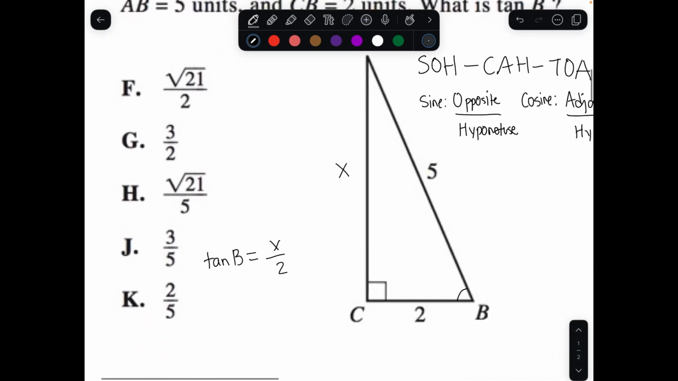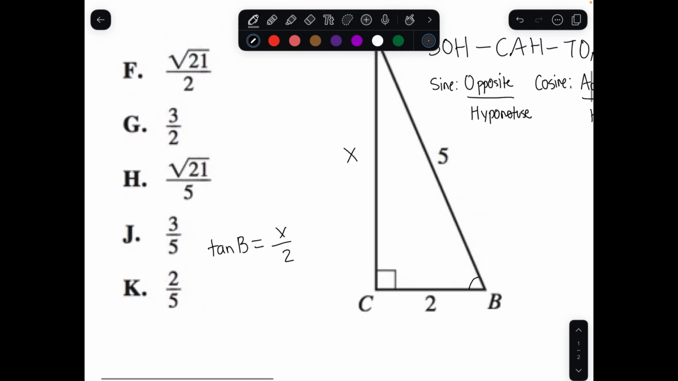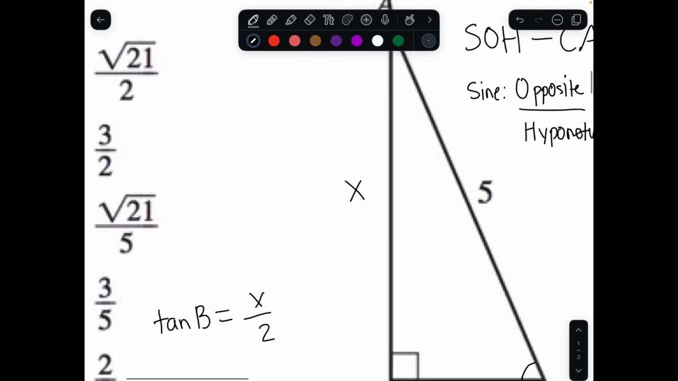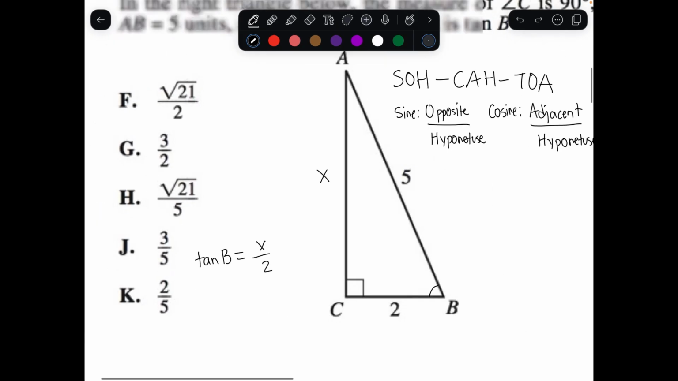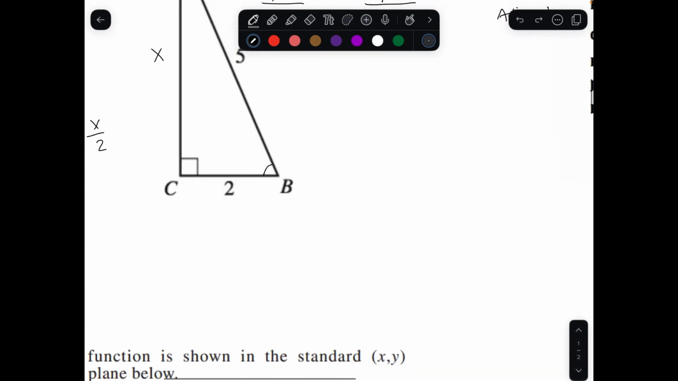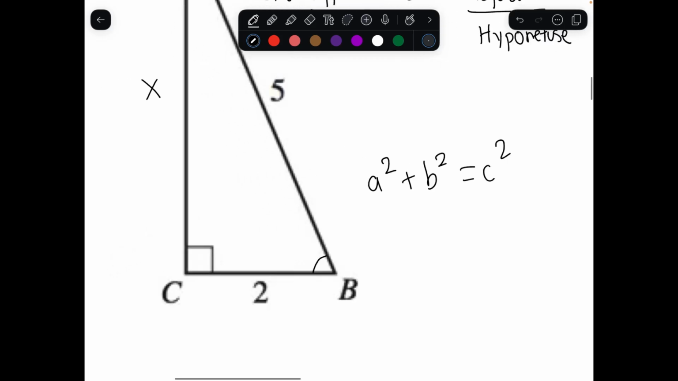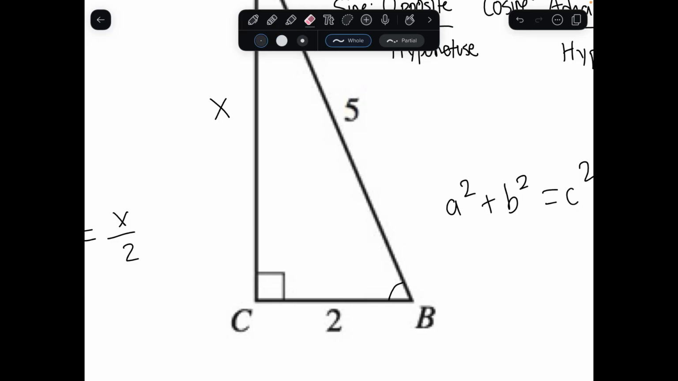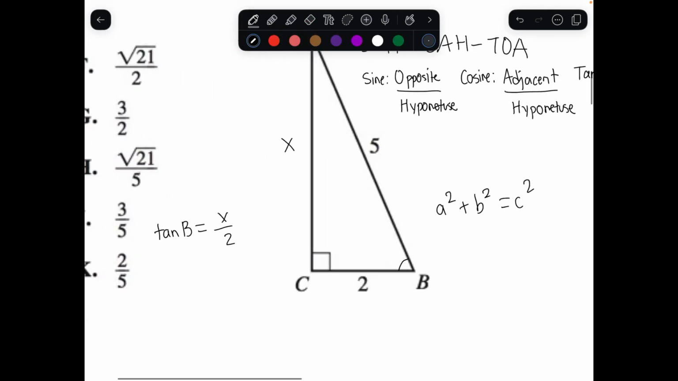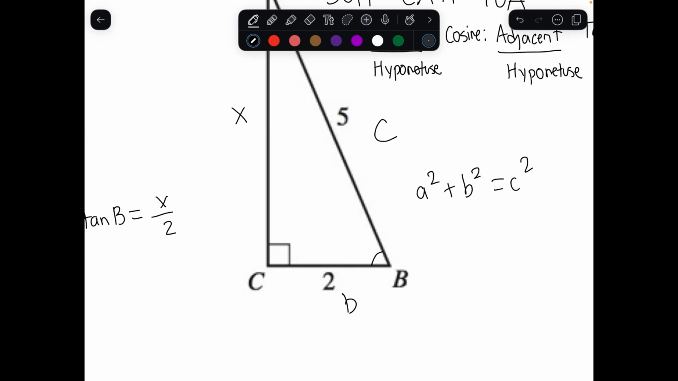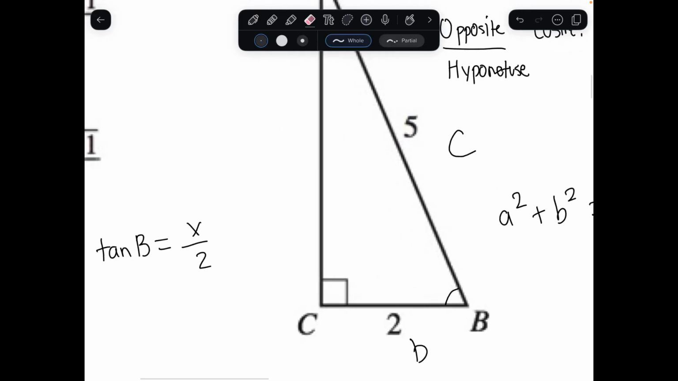But now if you look at the answer choices, there is no answer of x over 2. That means we need to find what side this is. In order to do that, we use the Pythagorean theorem. And that is a squared plus b squared equals c squared. So let's call this x, right? Let's say this is b, let's say this is c, and then actually let's change this to a.